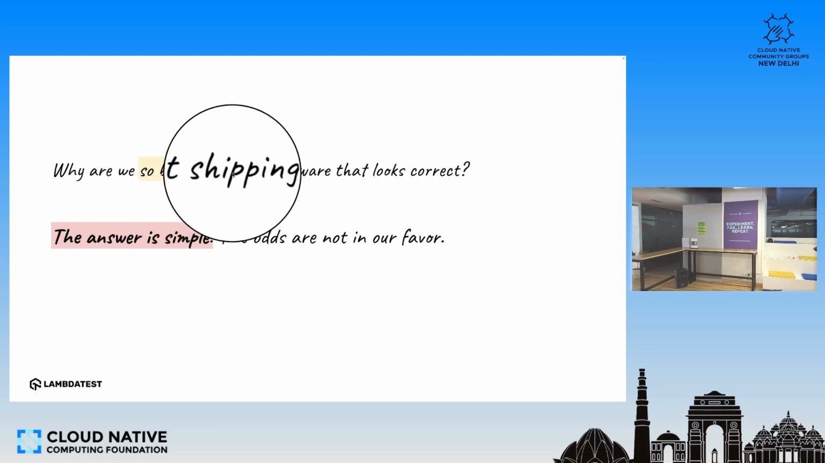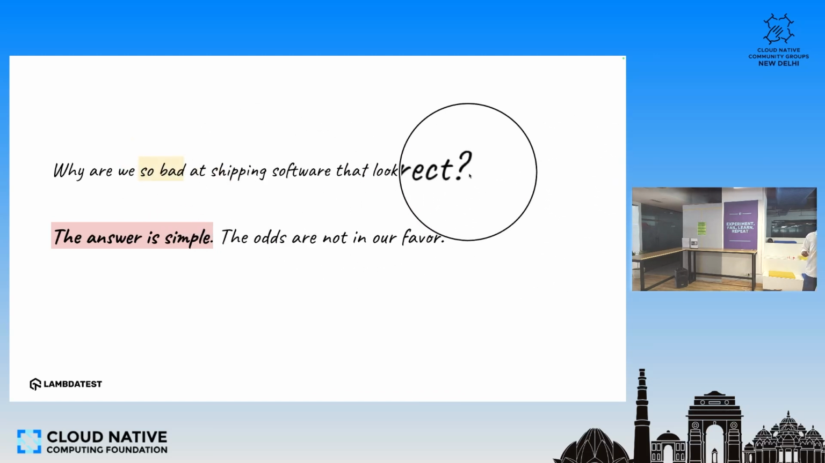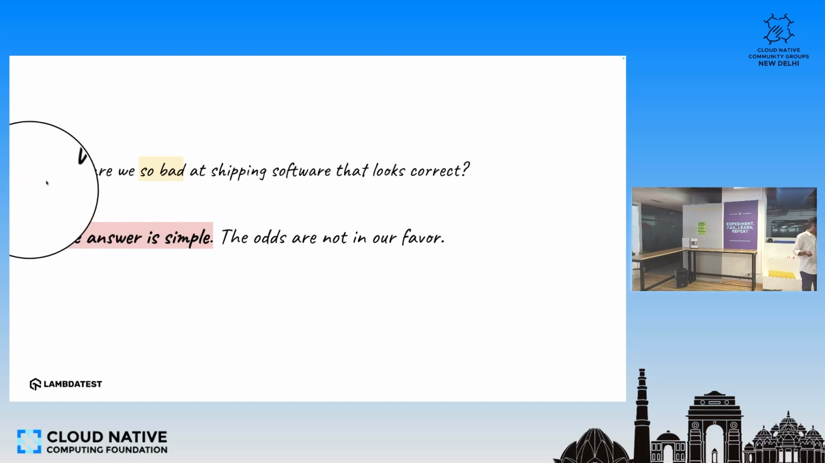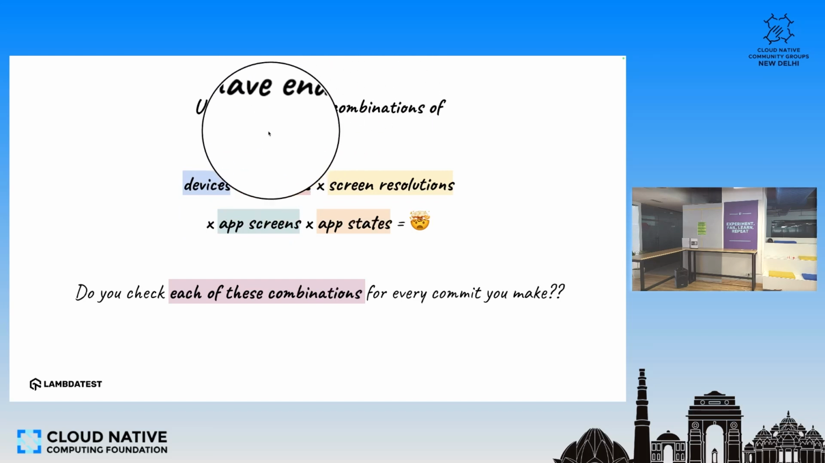So why are we so bad at shipping software that looks correct? Because the odds are not in favor, and nobody here knew visual testing. So again, what's the problem in actually manually checking?